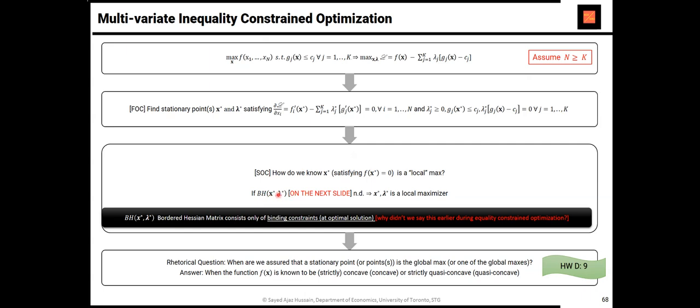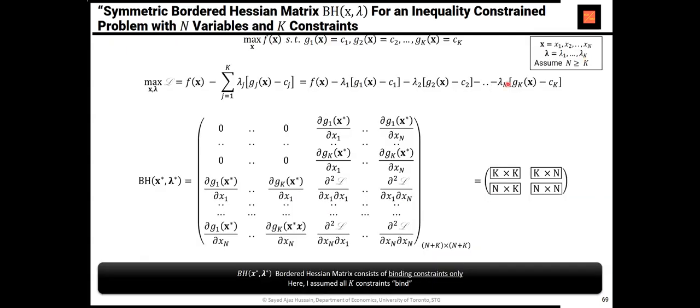But the difference now is that the bordered Hessian only consists of binding constraints. So in this problem, you may have begun with k constraints. In the end, only let's say k over 2 constraints bind. Your bordered Hessian would only consist of the k over 2 binding constraints. So you would only form the border of the constraints that are binding.